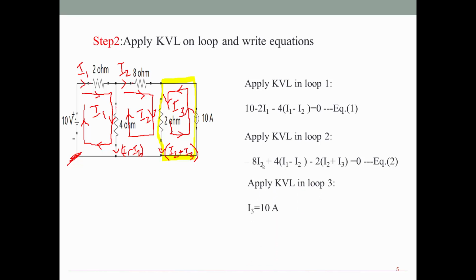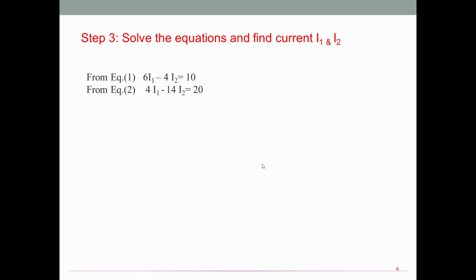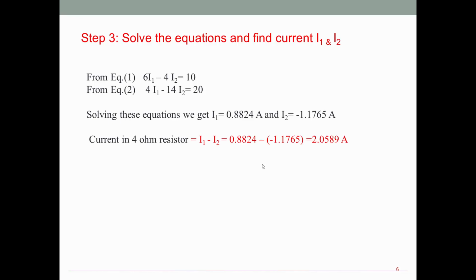From equation number 1, you may get 6I1 minus 4I2 is equal to 10. From equation number 2, you may get 4I1 minus 14I2 is equal to 20. Remember, I have substituted the I3 value in this equation. These are the 2 equations we found. Solve these 2 equations and find I1 as well as I2. When we solve these 2 equations, you may get I1 as 0.8824 amps and I2 as minus 1.1765 amps.